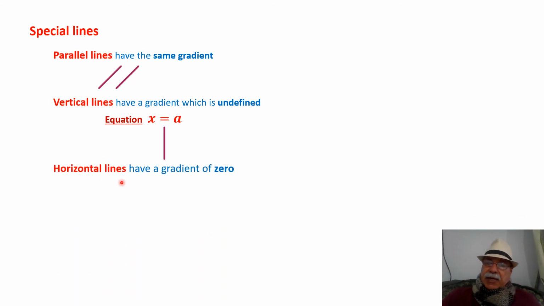The third, the horizontal line, has a gradient of 0. The gradient is always zero. For the vertical line the gradient is undefined, and here the gradient's value is 0. The gradient is equal to 0 for the horizontal line like this, because you start at 0. Its equation is y equals b. So like this.